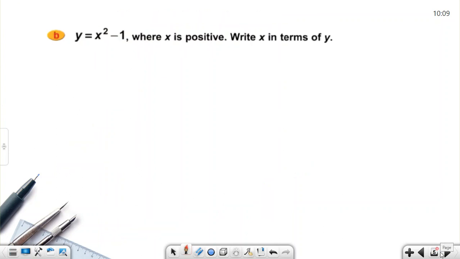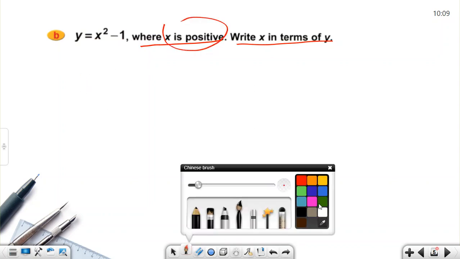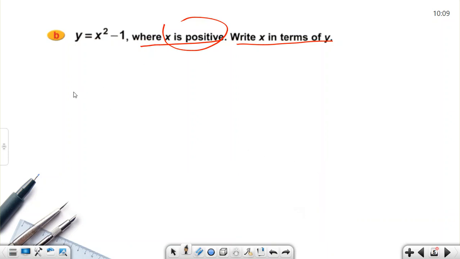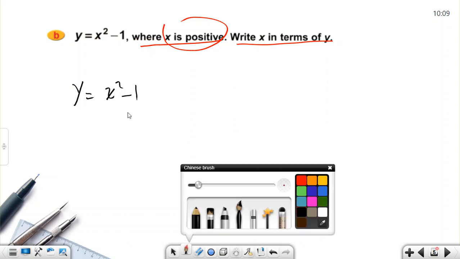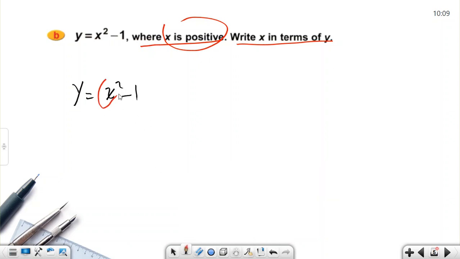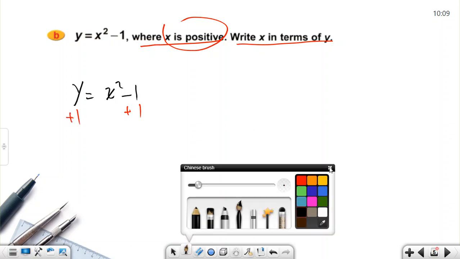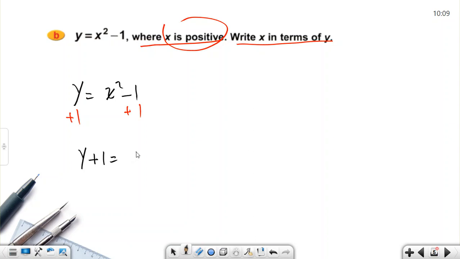Okay, let's continue. Where x is positive, write x in terms of y. This is important: x is positive. So let's continue. Pay attention here. x is positive, so y is equal to x squared minus 1. There's a minus 1, so it's another term. x squared is one term, but there's another term, minus 1. To cancel this term, I will add plus 1 to both sides. So y plus 1 is equal to x squared. I can say x squared equals y plus 1.